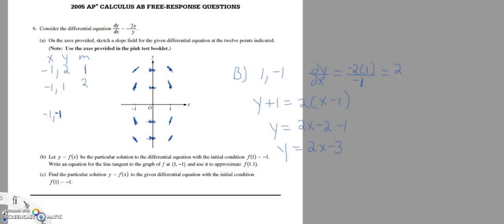Now we're going to plug in the 1.1 so we can approximate. So y of 1.1 equals 2 times 1.1 minus 3. So now you're going to get 2.2 minus 3, and it's going to equal negative 0.8.